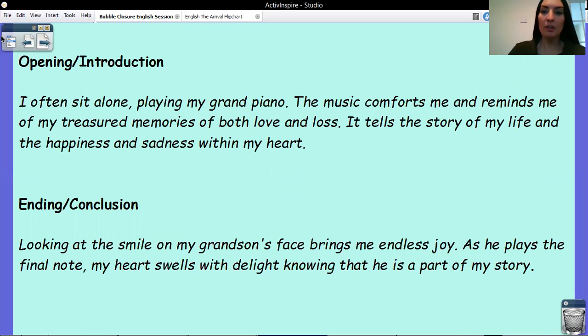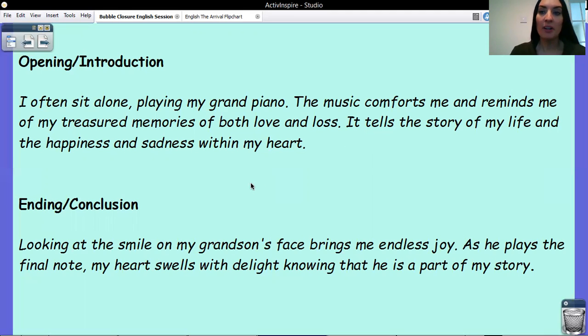Now, obviously, if we look at the themes from that introduction, we know he's talking about being at his grand piano. He's talking about how the music makes him feel. It comforts him and reminds him of treasured memories of both love and loss. Because remember, this is very much contrasting his emotions of different memories throughout his life. And he says, it tells the story of my life and the happiness and sadness within my heart. So our introduction is very much about how the character of the grandfather feels, and it's those contrasting emotions as well.